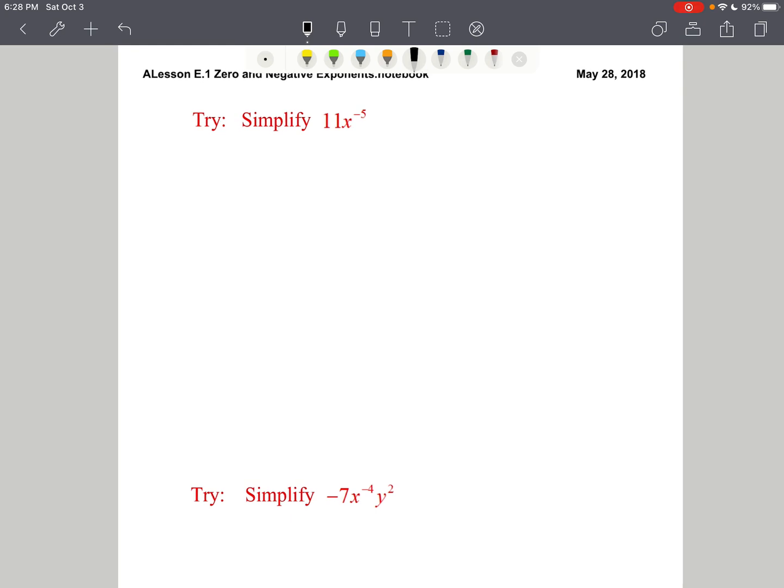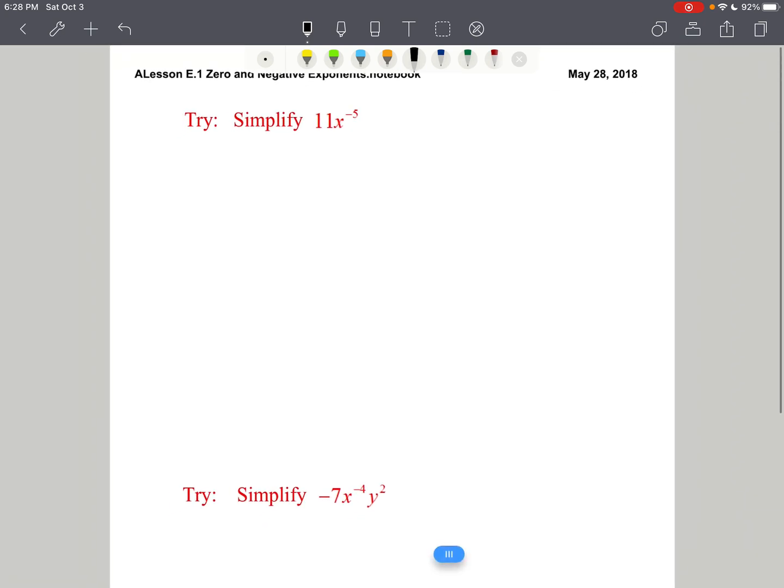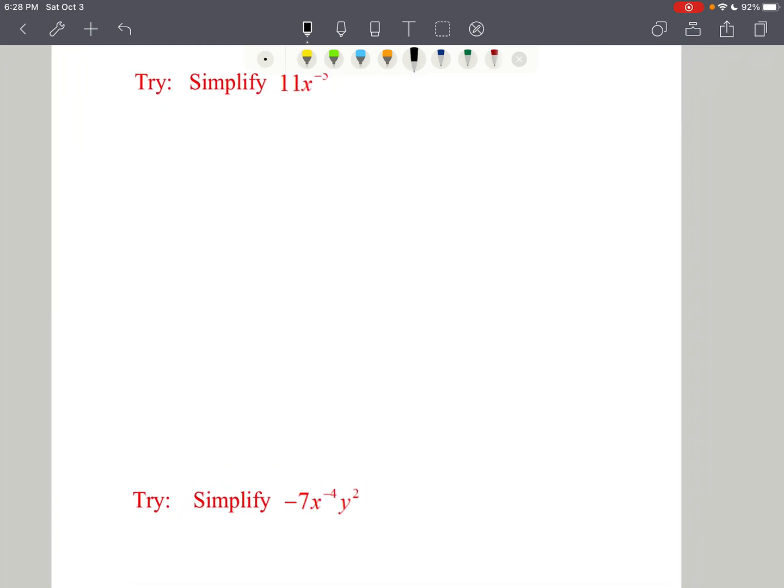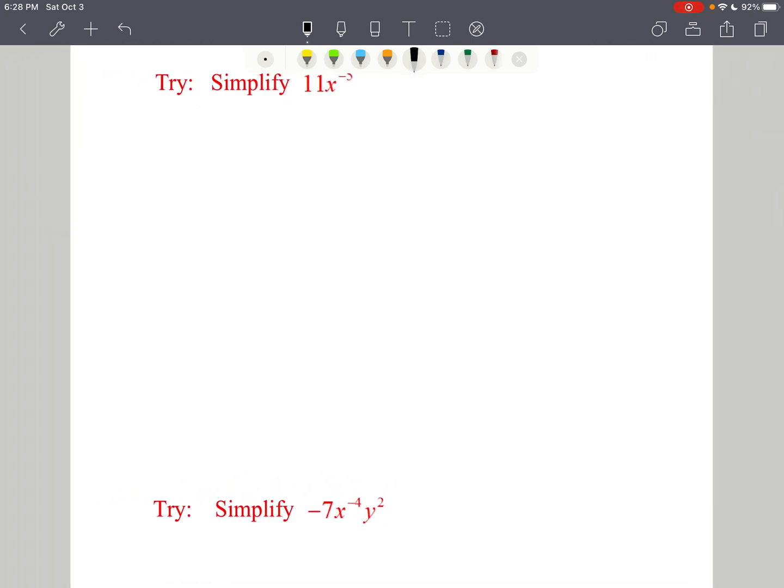Okay. Go ahead and try to simplify these two problems, and we will come back and go over them. Make sure that you press pause so that you have an opportunity to do these problems on your own.